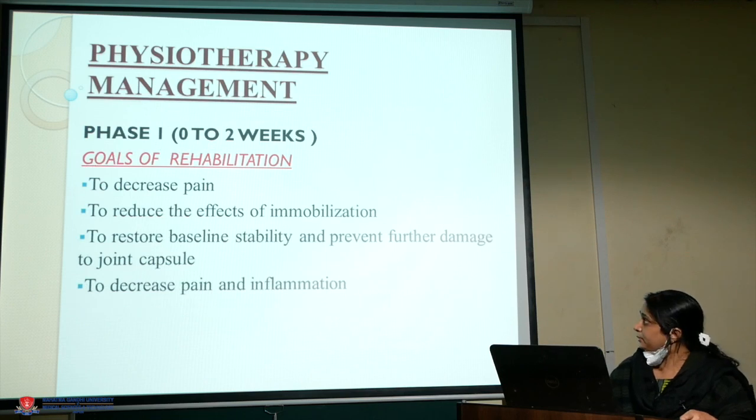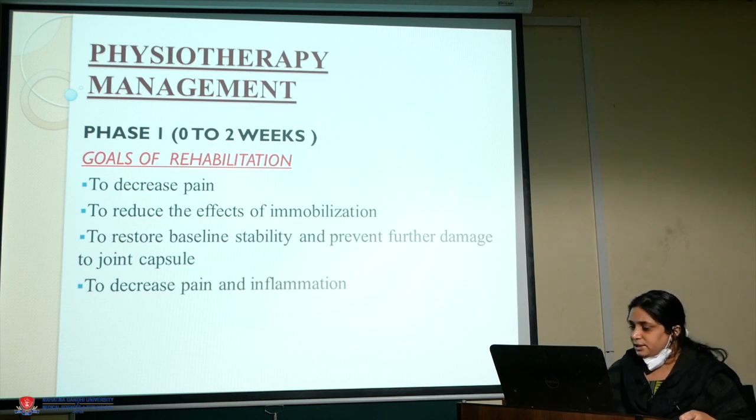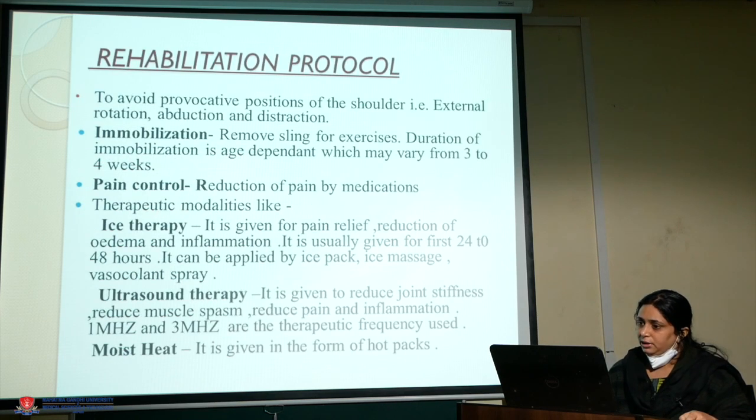Physiotherapy management includes phase 1, which is from 0 to 2 weeks. So first we will see the goals of rehabilitation. The first goal is definitely to decrease pain, to reduce the effects of immobilization, to restore the stability, and to decrease the pain and inflammation. Rehabilitation protocol: avoid provocative positions of the shoulder. You have to teach the patient how he can avoid such positions, which basically include external rotation, abduction and distraction.